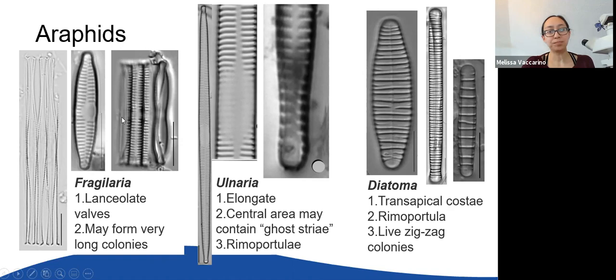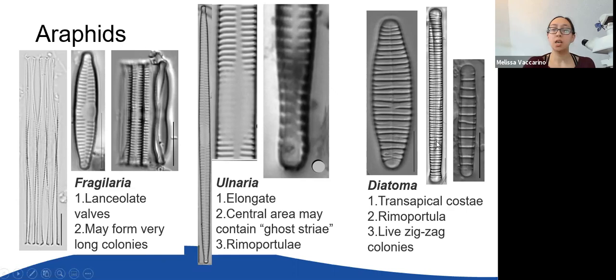In Ulnaria, these tend to be quite elongate compared to Fragilaria. And the central area is going to have a larger space and may contain ghost striae. So you can kind of see maybe some striae were forming here. And you can find remiportula, again, that lip-shaped process, on both sides in Ulnaria.